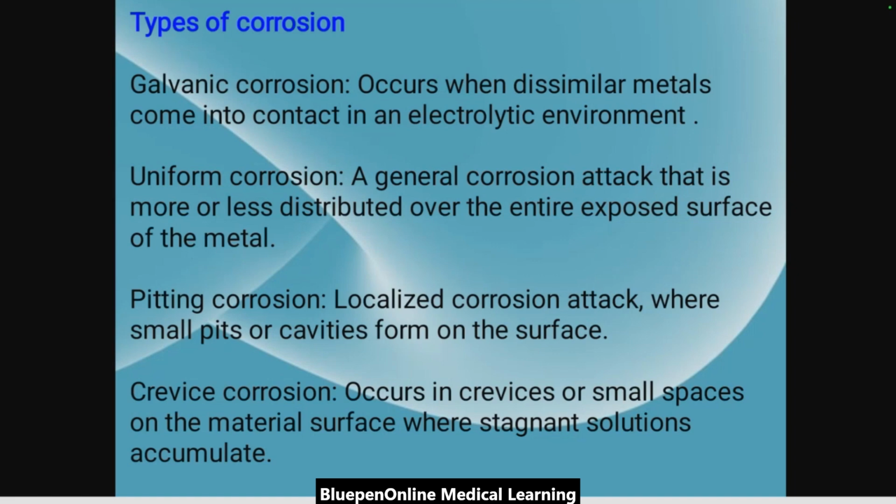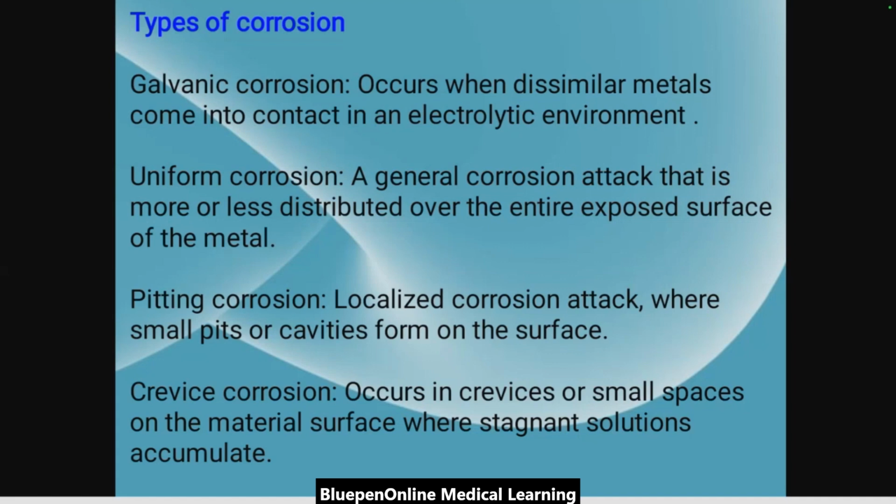Then there is uniform corrosion, a general corrosion attack that is more or less distributed over the entire exposed surface of the metal. It is not particularly present at the margins of the restoration or any pit or any irregular surface on the restoration. It occurs over the complete surface of the restoration.